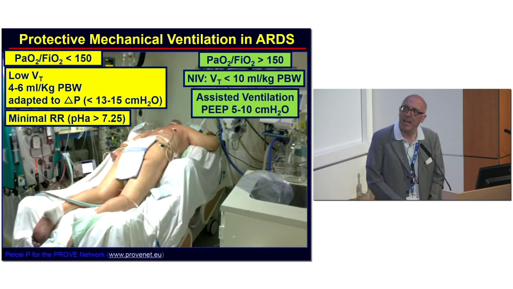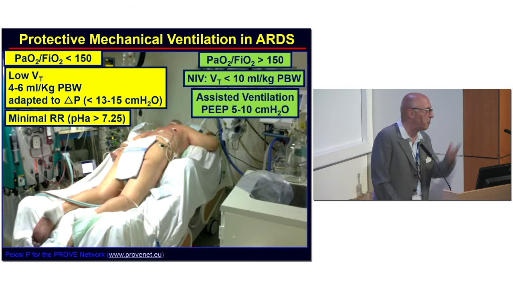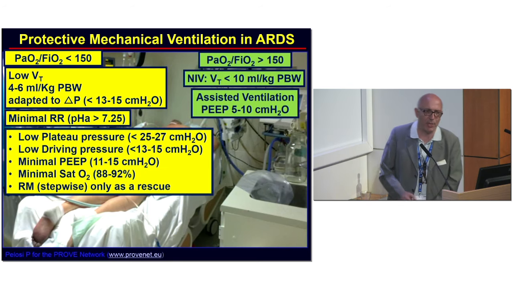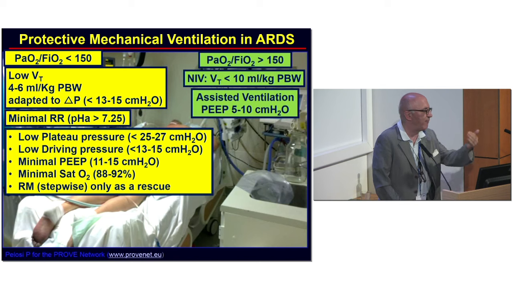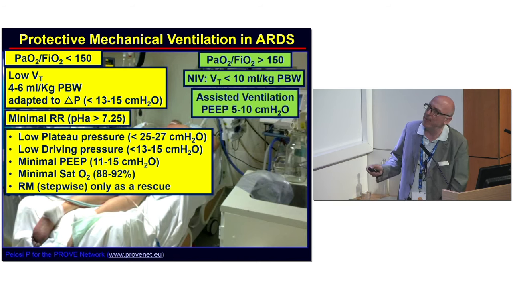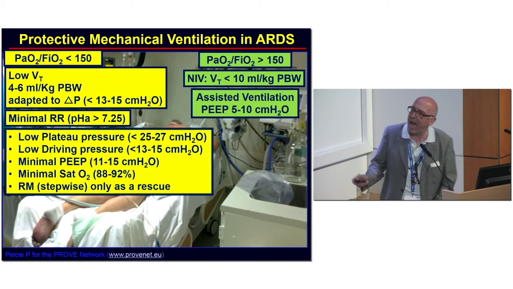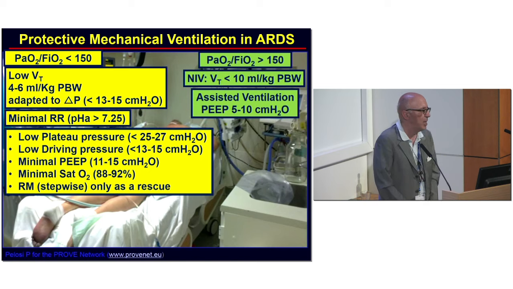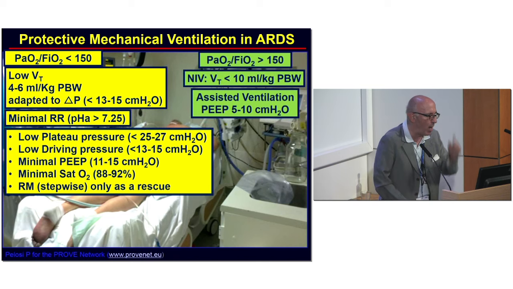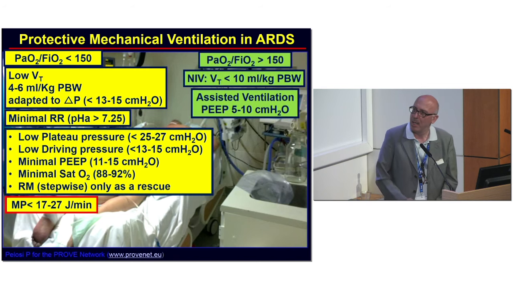Minimal respiratory rate to maintain a pH higher than 7.25, or 7.2, I would say. Low plateau pressure as much as we can, so this means that we have to reduce the PIP, we will discuss later. Low driving pressure according to the optimization of tidal volume. The minimal PIP between 11 and 15 according to the minimal saturation, so not the minimal driving pressure, but we will leave that for further discussion. And recruitment maneuver stepwise only as a rescue.